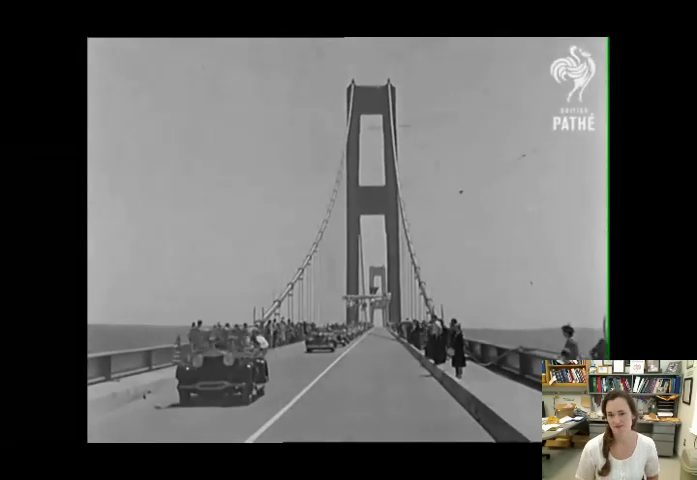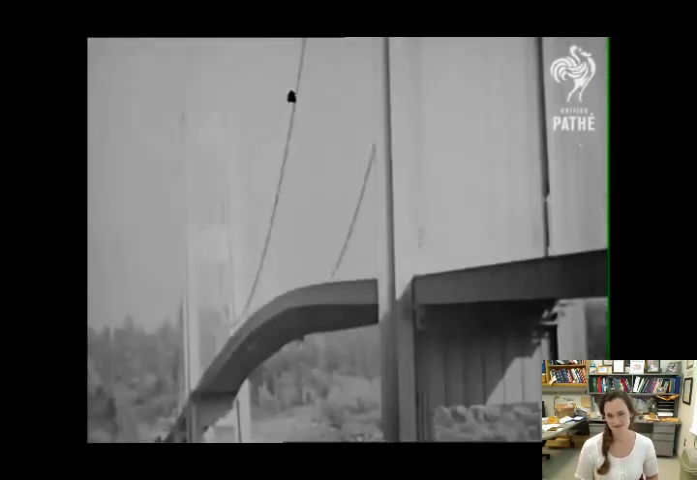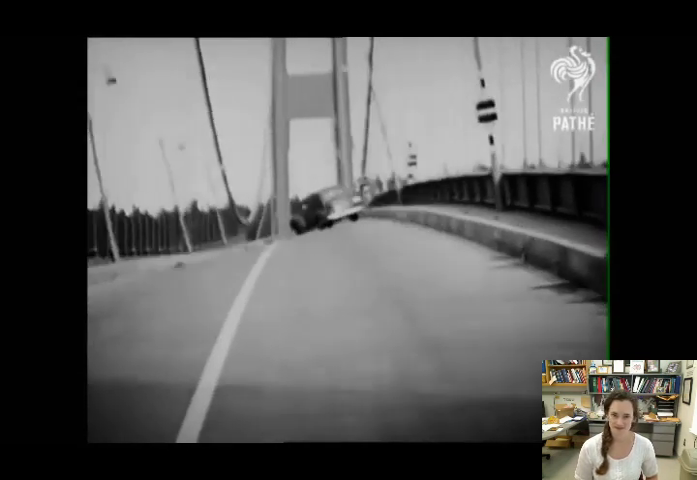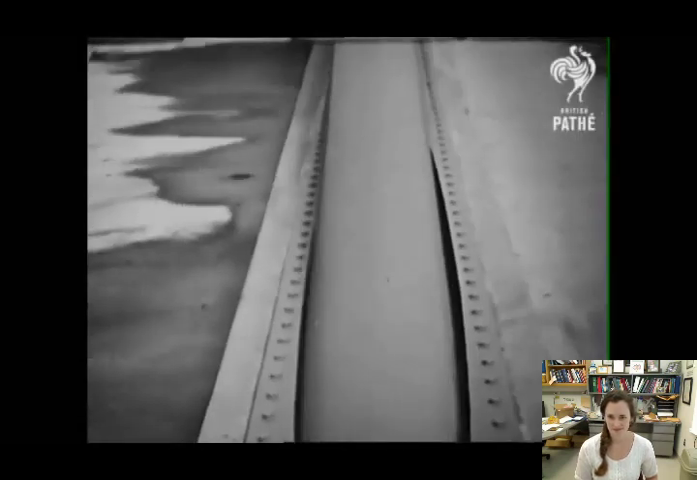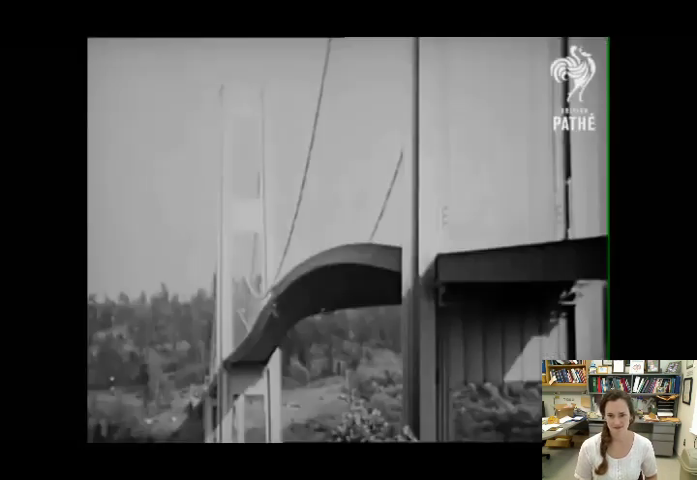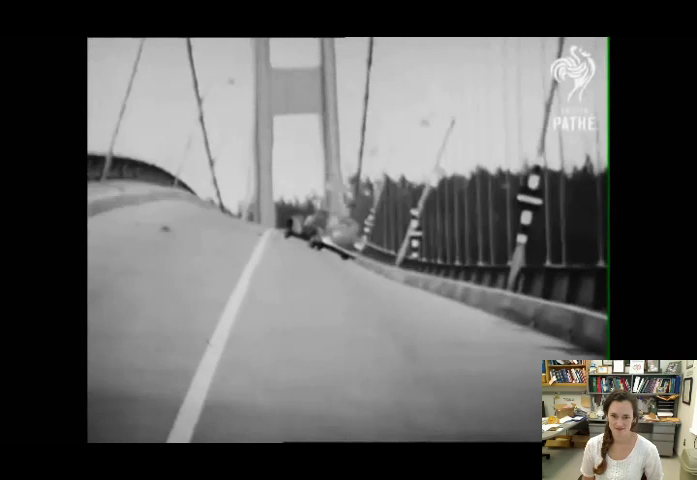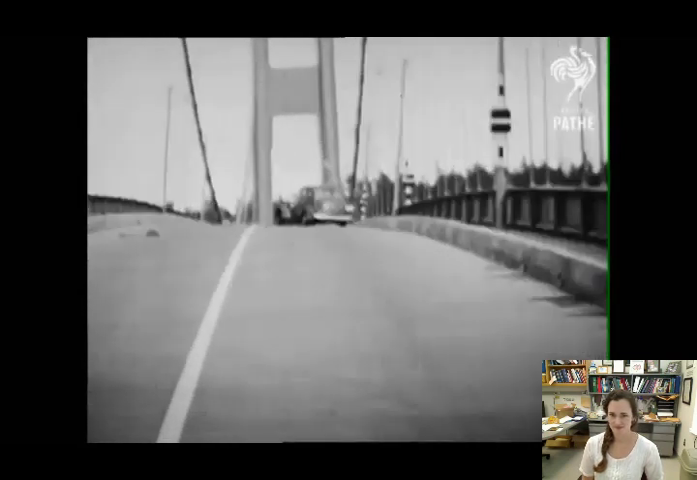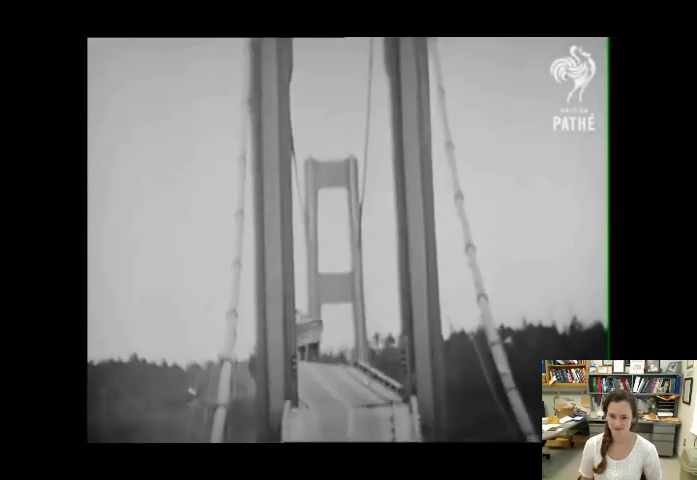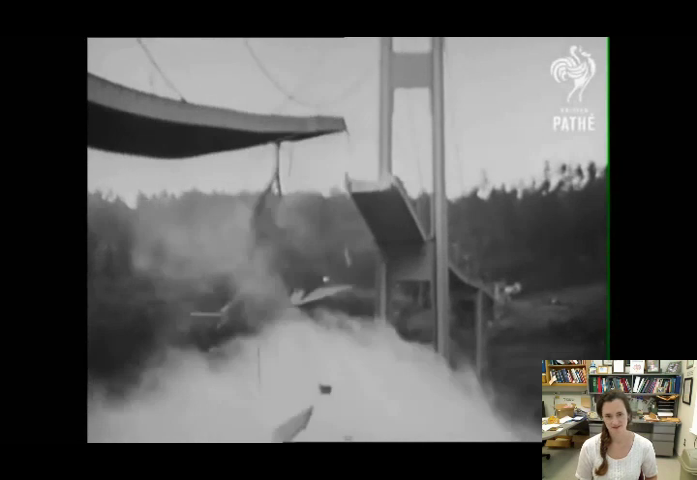Tacoma Bridge, Washington, opened only a few months ago, was built at a cost of over $6 million. But misfortune overtakes the great structure. These are some of the most amazing pictures ever recorded by a newsreel. The actual collapse of the world's third largest suspension bridge. Only a 35-mile-an-hour wind is blowing, but this apparently sets up a rhythmic swinging of the bridge, which increases with each swing. Finally, the swinging road and the suspension cables give way and plunge into the water below. Fortunately, the only casualties were a car stalled on the bridge and a dog. Poor dog.